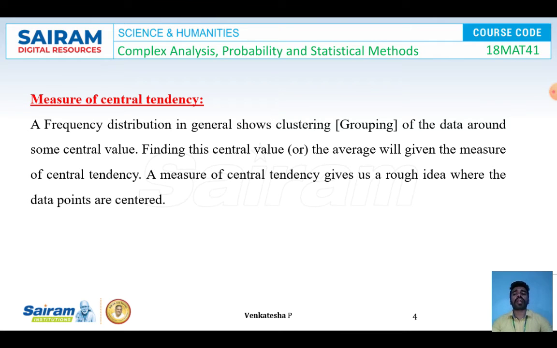The first concept in this module is measure of central tendency. A frequency distribution in general shows clustering or grouping of the data around some central value. Finding this central value or the average will give the measure of central tendency. So hence, a measure of central tendency gives us a rough idea where the data points are centered.